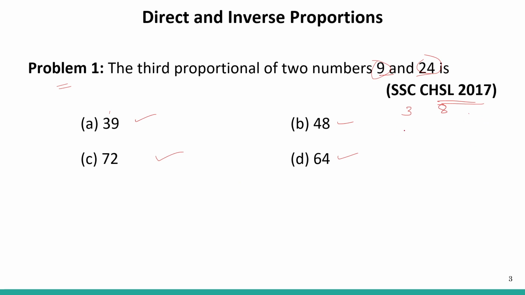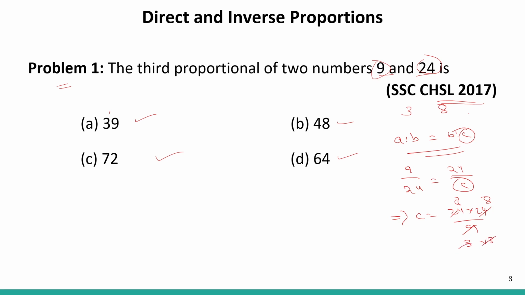What we want to calculate here is, if A is to B is equal to B is to C, we want to calculate C. Given that A is 9 and B is 24, that is equal to 24 is to X, the unknown, or C, we can also write. So C is equal to 24 into 24 by 9. 3 into 3 cancels with 24, and we are left with 8 into 8, which is equal to 64. So 64 is the correct answer.